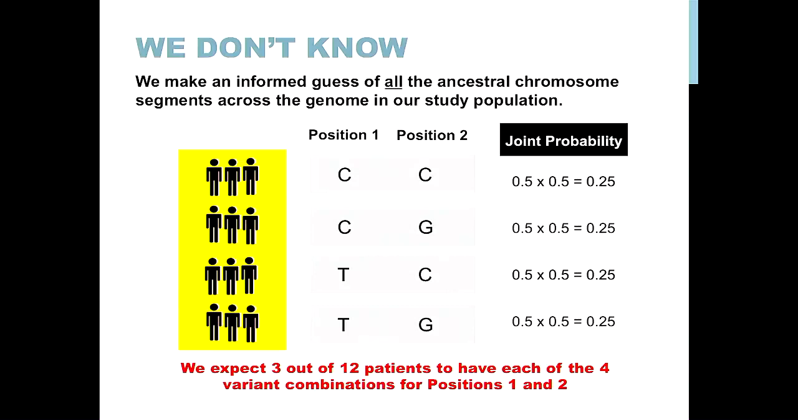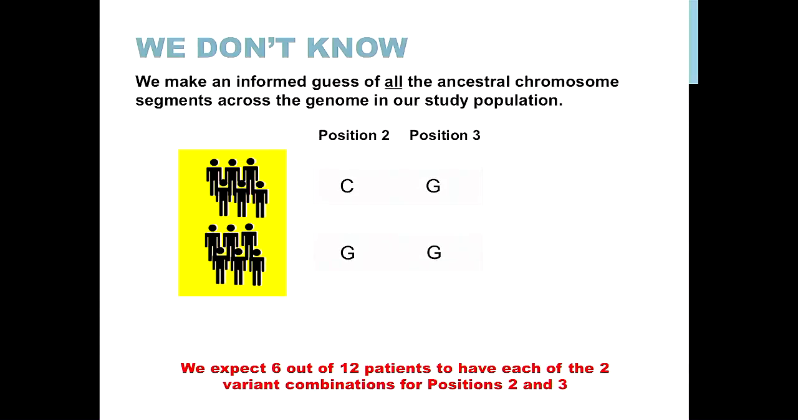But it should be very obvious from the picture. Okay, and then let's do positions 2 and 3. We can repeat the same process to figure out what combination of frequencies we should expect to see if positions 2 and 3 are inherited independently, given that we have a 50-50 chance at position 2 and a 100% chance of G at position 3.